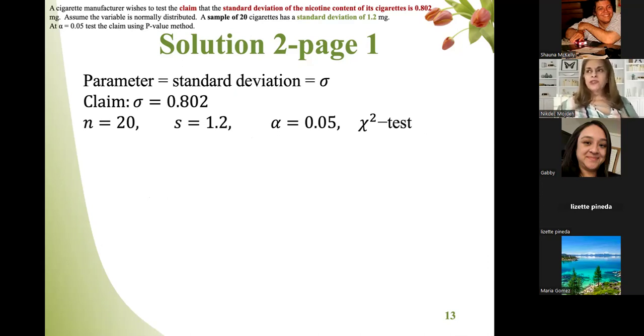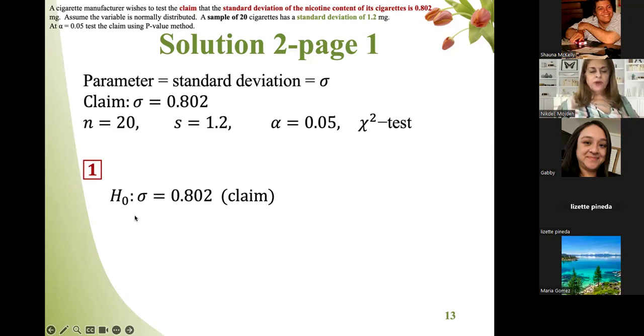Now my 5 steps start. My claim goes with the null hypothesis, H0, because it has an equal sign. So that's my claim. What is my alternative hypothesis? H1, sigma not equal to 0.802. And this is a two-tailed test.